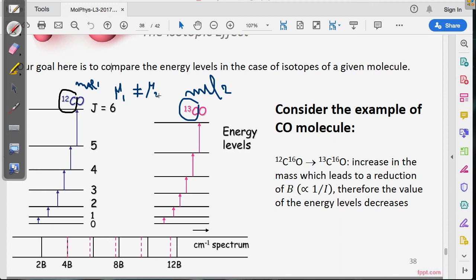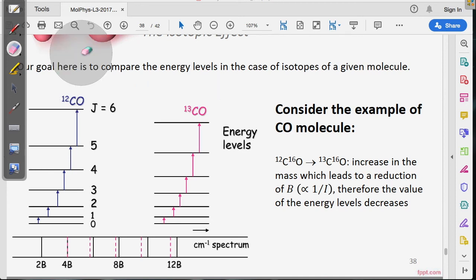Intuitive, if you want. Okay, so let's see how this can be calculated. And obviously, this will result in slight differences, very small shifts in the absorption lines or emission lines that you observe on the spectrum if we have isotopes. And well, we can see this effect and then study the masses or the effect of the isotope.